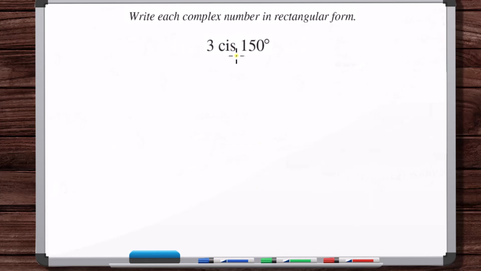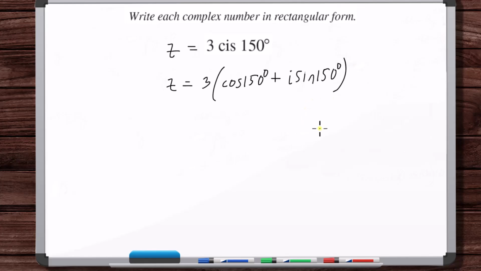Okay, this cis 150 is just the cosine plus i sine. That's how you think about this. This is equal to 3 times cosine of 150 plus i sine of 150. Okay, 150 is in the second quadrant with reference angle 30 degrees.